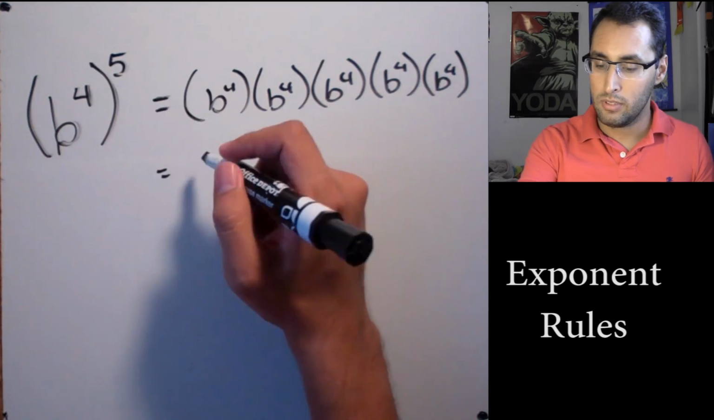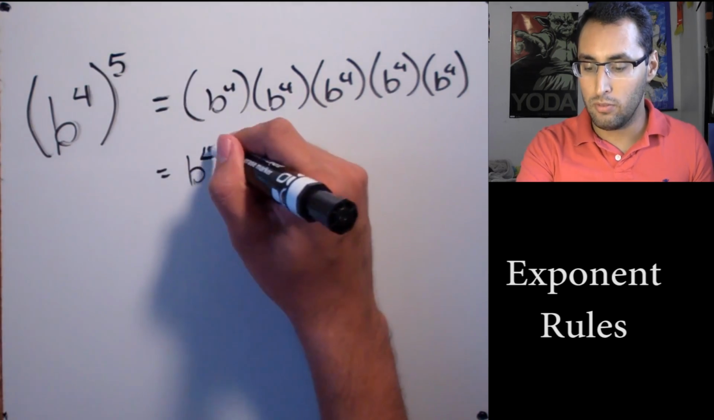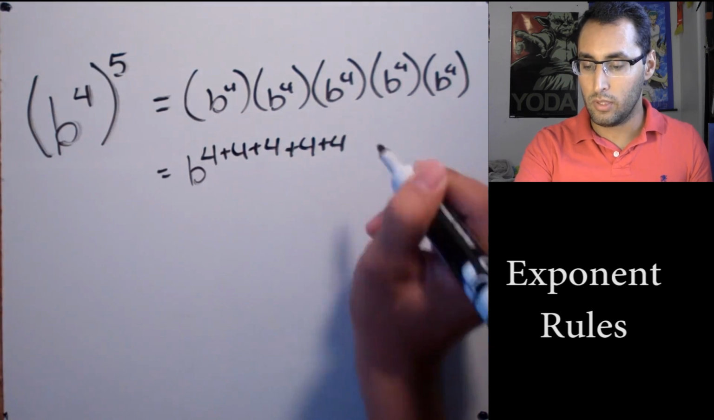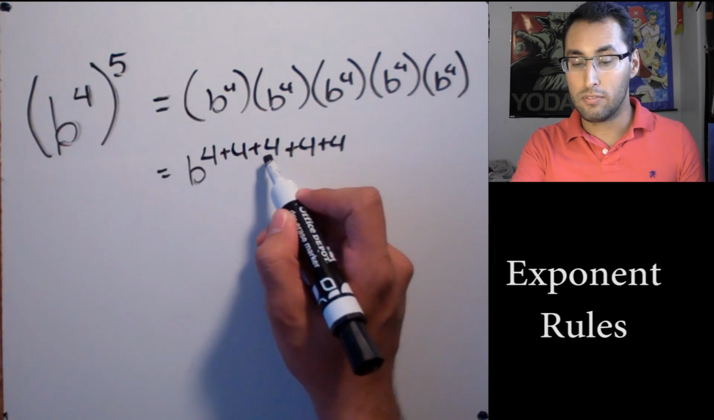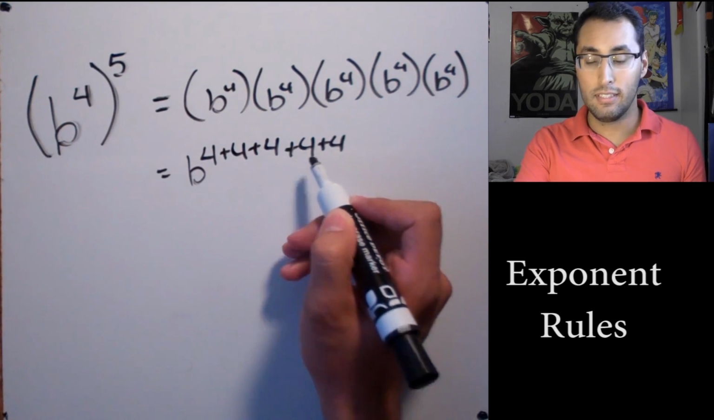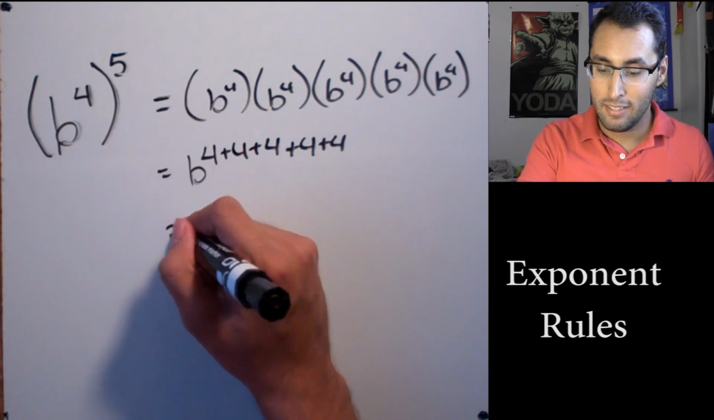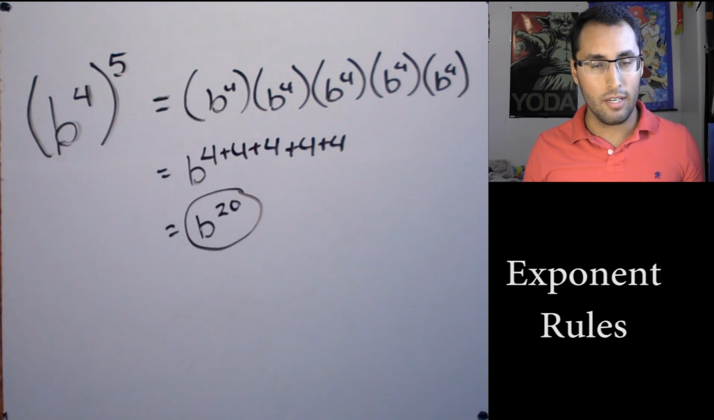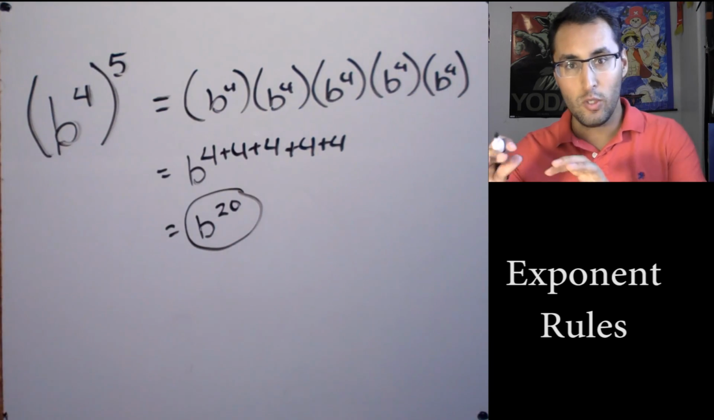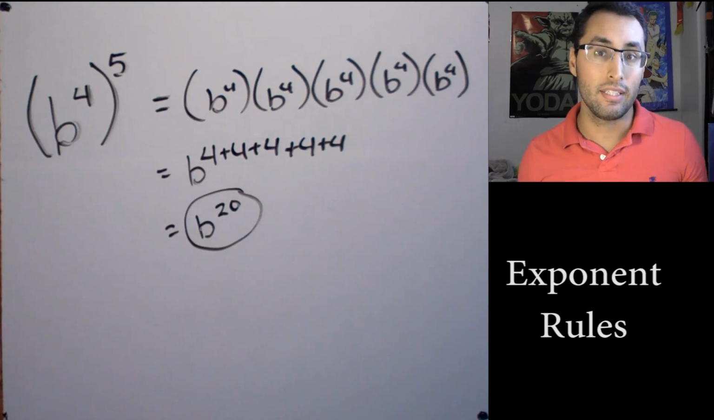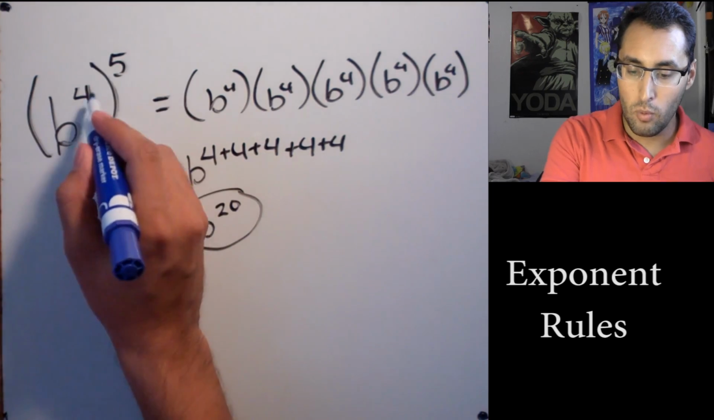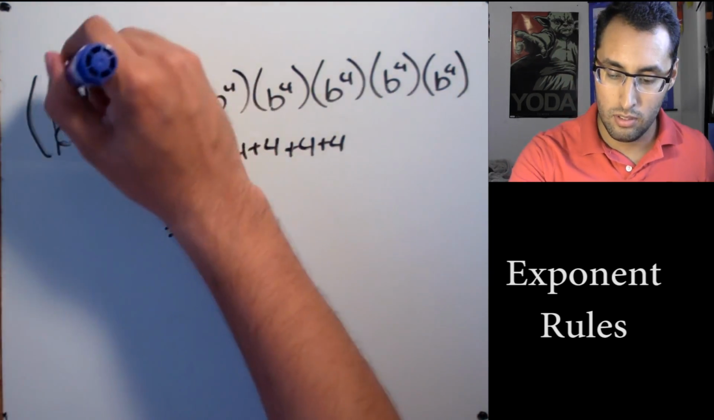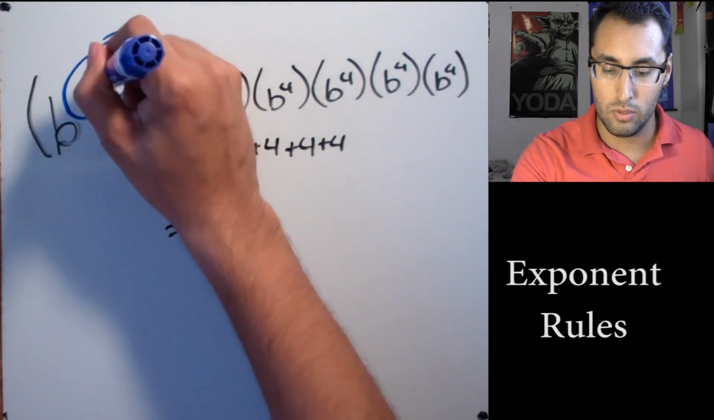Well, let's add them. So I'm going to put b, and we're going to add 4 plus 4 plus 4, 5 times. Okay, well, 4 plus 4 is 8, plus 4 is 12, plus 4 is 16, plus 4 is 20, I believe. So we have b to the 20th. That's our answer. Alright, but let's look at this. Instead of doing all of that work, there's an easier way to get the answer. Let's look at 4 and 5. What could I have done to 4 and 5 to get 20? Well, I could have just multiplied them.